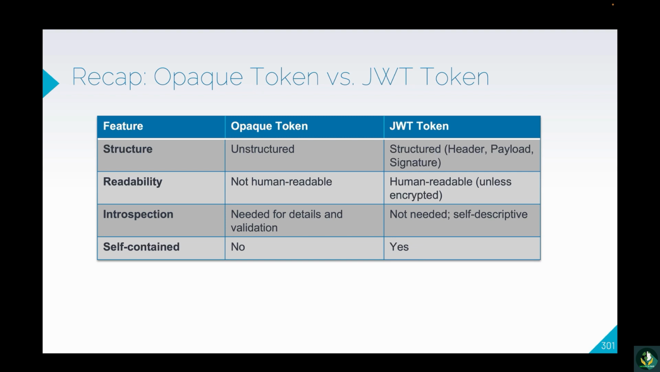Self-containment. Opaque tokens are not self-contained. They rely on external validation and storage to function. JWT tokens, however, are self-contained, carrying all the necessary information within the token itself.